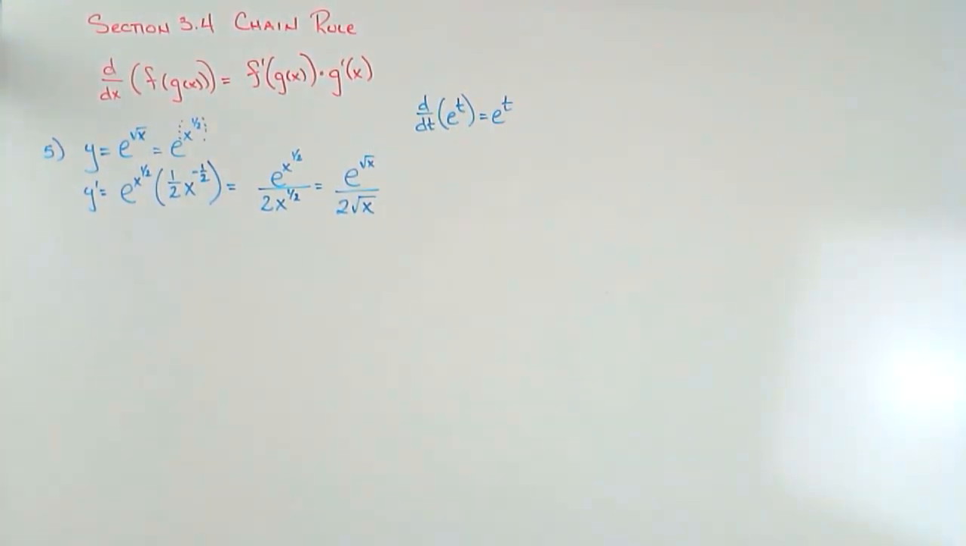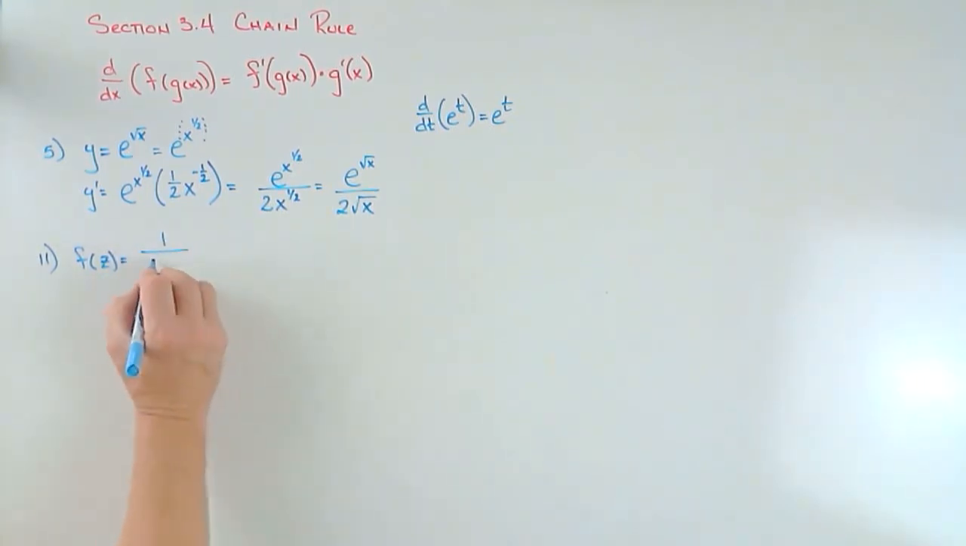If we skip down now to something like number 11. Number 11 gives us a function in terms of z, and it says my function is 1 divided by z squared plus 1. Now, when you look at this problem, if you think, well, I'm just going to use the quotient rule, that's perfectly fine. There is nothing wrong with that. The quotient rule will get you the correct derivative.